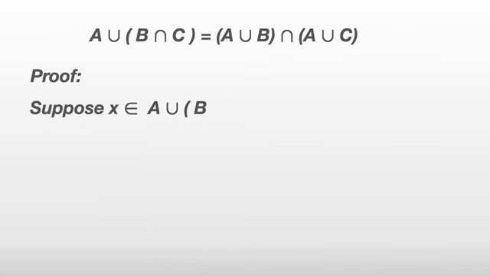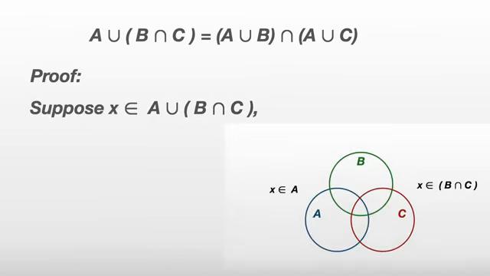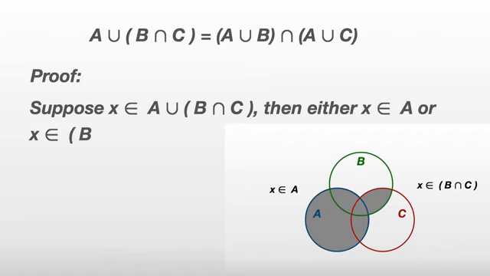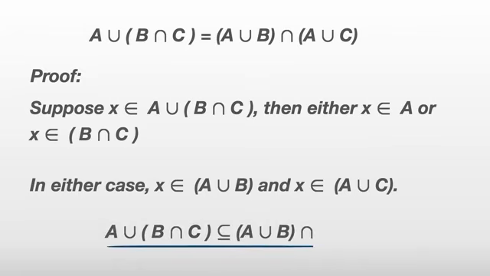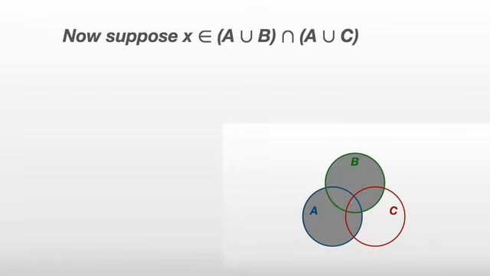First, suppose we have an element X which is in A union B intersect C. Well, it's either in A or it's in B intersect C, which would mean it's in both B and C. In either case, X is in both A union B and A union C, because if it's in A, this is true, and if it's in B, it's also in C, so it's still true. So this means that A union B intersect C, the thing we started with, is a subset of A union B intersected with A union C, since we've shown any element of the left-hand side is an element of the right-hand side.